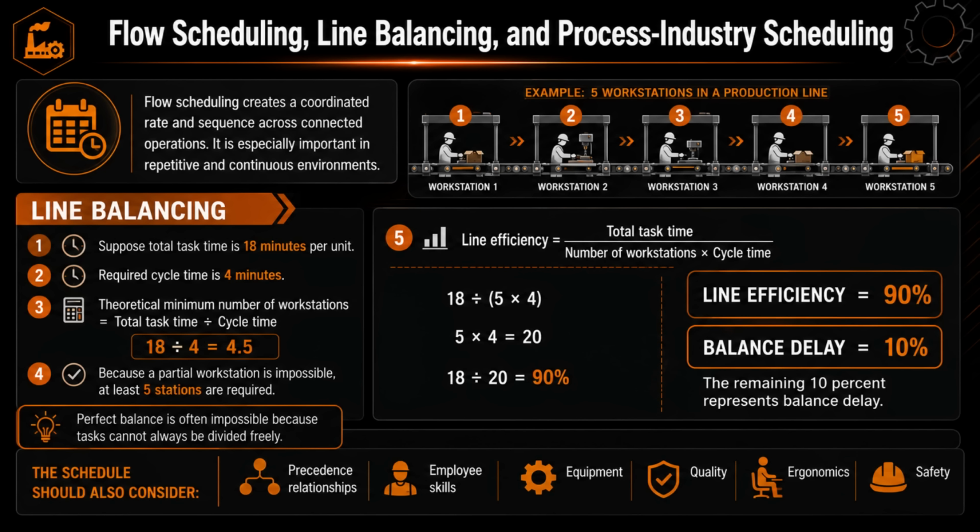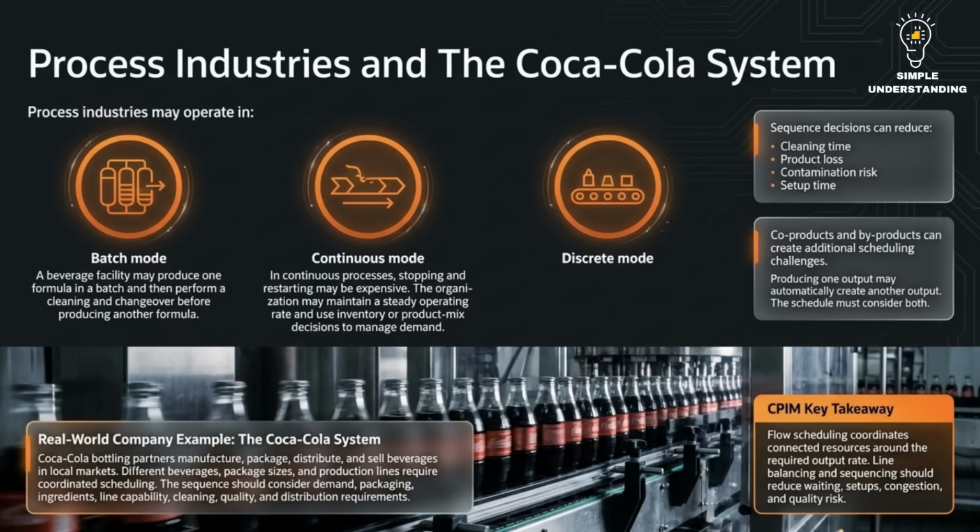Perfect balance is often impossible because tasks cannot always be divided freely. The schedule should also consider precedence relationships, employee skills, equipment, quality, ergonomics, safety. Process industries. Process industries may operate in batch mode, continuous mode, or discrete mode. A beverage facility may produce one formula in a batch and then perform a cleaning and changeover before producing another formula. Sequence decisions can reduce cleaning time, product loss, contamination risk, and setup time.